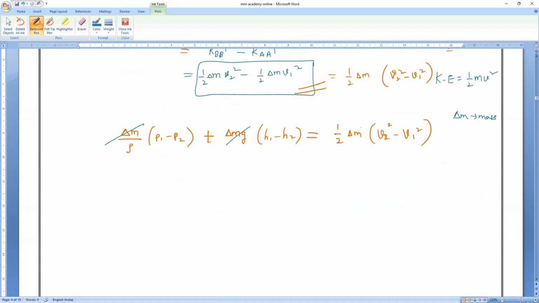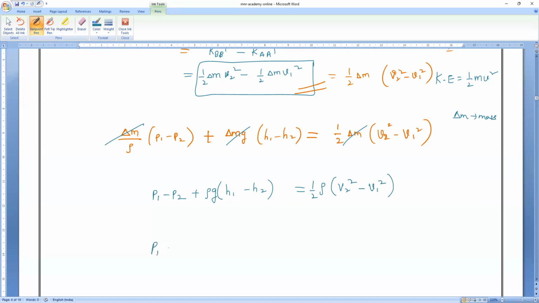Delta m. Now, everywhere I will take this rho and send it to this side, density. So what will happen, everybody? This will become P1 minus P2 plus this rho will come here. Am I right, guys? Rho into H1 minus H2, which is equal to, is it right? G also there, I forgot it. G. And this rho I am bringing this side. Okay? Half into rho into V2 square minus V1 square. Is everything clear? Understood, guys?